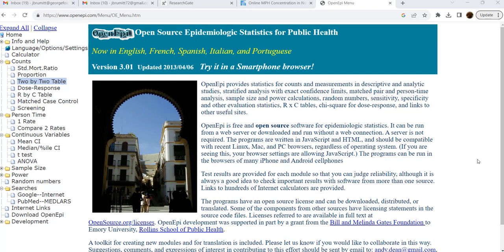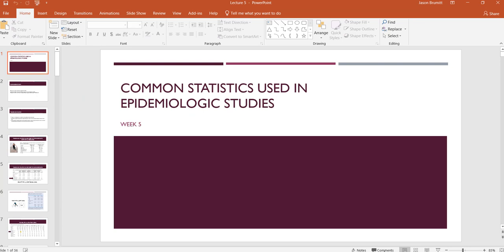So, this is week 5, and just to let you know, we're going to be doing some stats work this week, and we're going to be using OpenEpi. Probably the easiest thing to do at this time is to go to Google and type in OpenEpi and click on OpenEpi and get to this screen, because we're going to go back and forth between the PowerPoint presentation here and OpenEpi in order to show you how to do some stats.